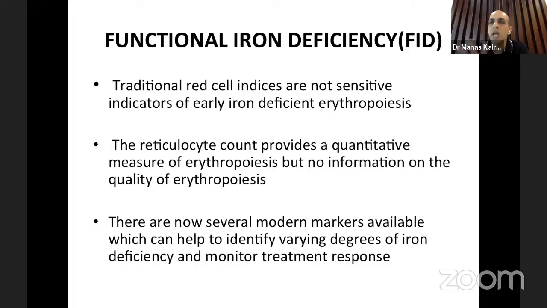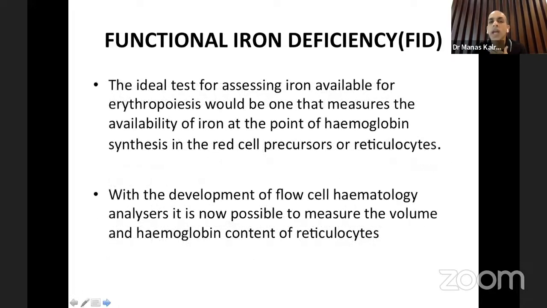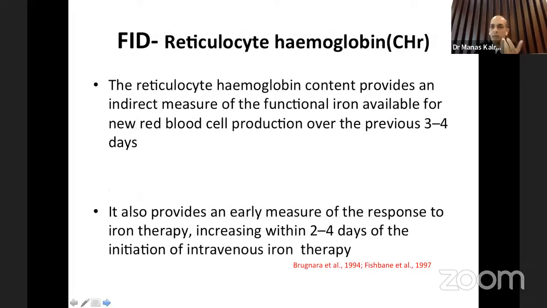So traditional RBC indices are not sensitive indicators for early iron deficient erythropoiesis. Just recent onset early iron deficient erythropoiesis may be missed by your common parameters. Now a lot of modern parameters have come up which indicate what is happening to the quality of erythropoiesis and not just the quantity. The ideal test for assessing iron available for erythropoiesis would be one that measures the availability of iron at the point of hemoglobin synthesis in the RBC precursor, so reticulocyte. Reticulocyte is the immature RBC. How much iron is available for the retic to be produced is what you look at as the functional iron level. And newer fancy parameters have come.